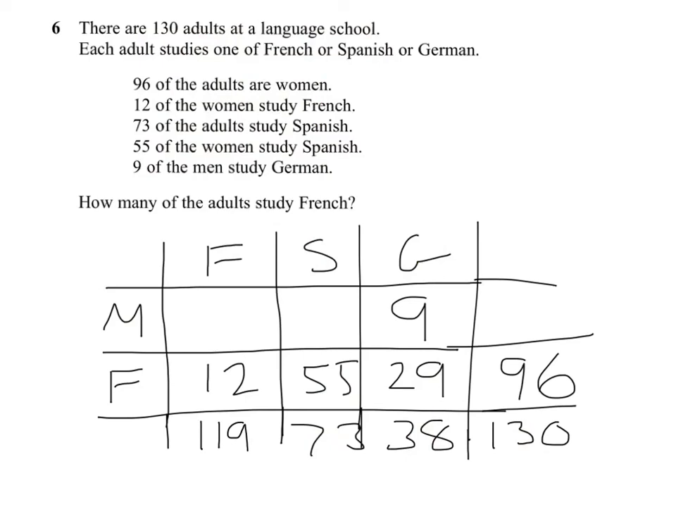Now, an easy subtraction, 119, subtract 12. And this is really going to give me the answer I want. How many of the adults study French? 119 subtract 12 is 107. So I don't need to go any further because I've got the answer. There's 107 adults study French. And that's your answer.